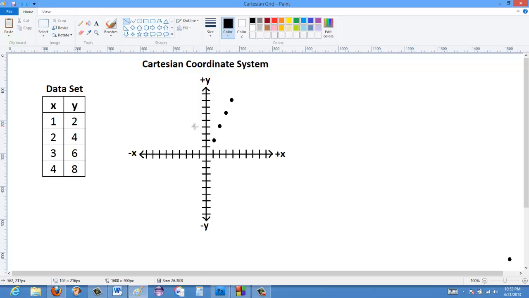Okay. So when we do this, though, what we can do is we can look, and I'm going to assume that these ones are continuous.